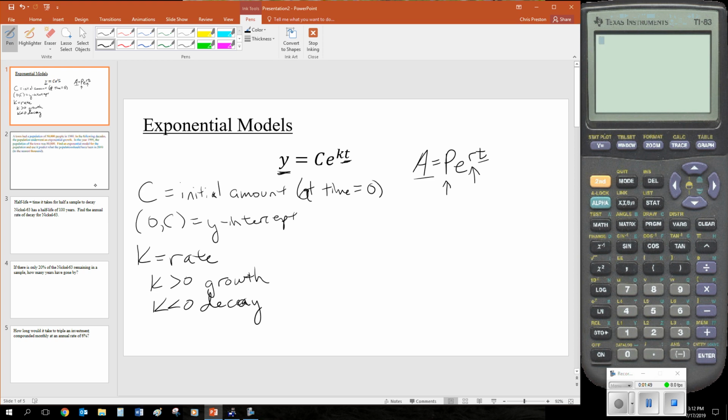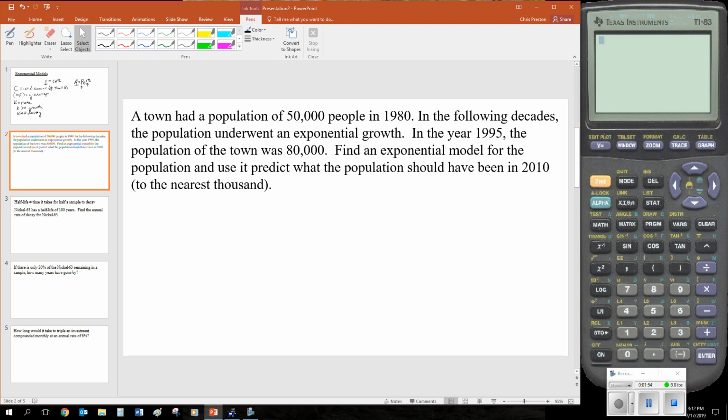So let's see a typical type of situation you would see with these exponential models. Let's say you had a town that had a population of 50,000 in 1980. In the following decades, the population underwent exponential growth. In the year 1995, the population of the town was 80,000. Find an exponential model for the population and use it to predict what the population should have been in 2010, rounded to the nearest thousand. I probably should have said in here, let t equals 0 be 1980. It was kind of indicated that way, but I should have been explicit and put that in there.